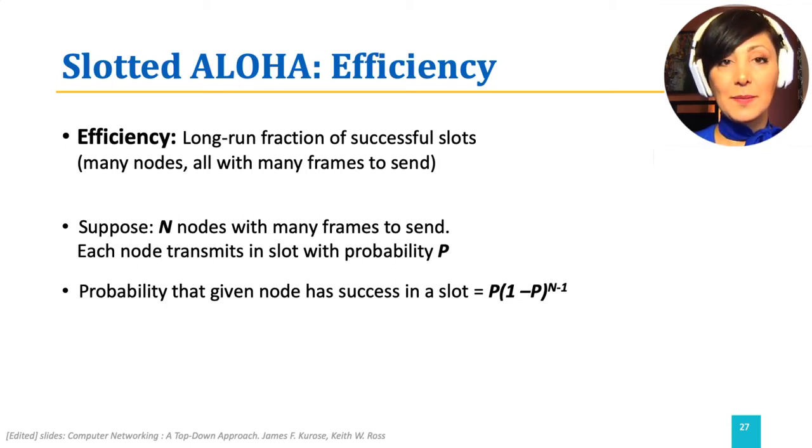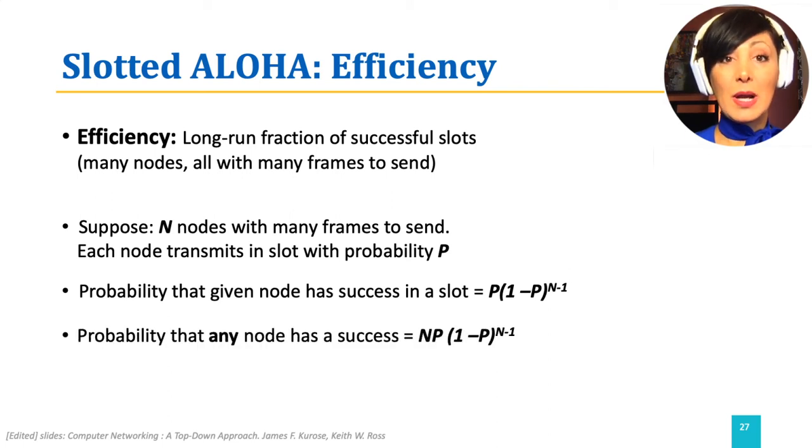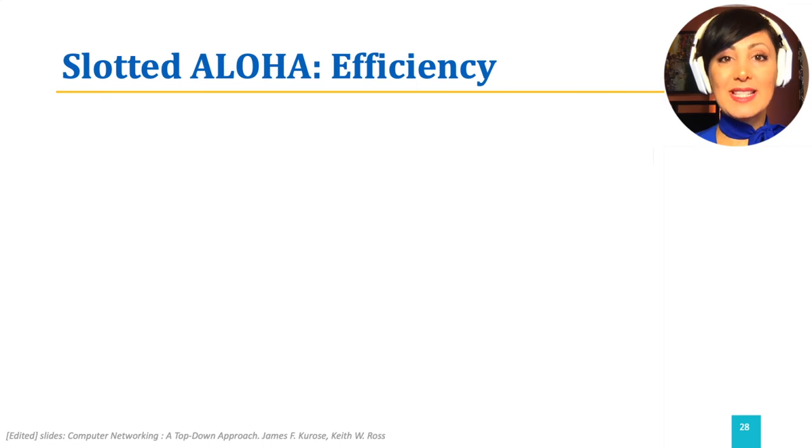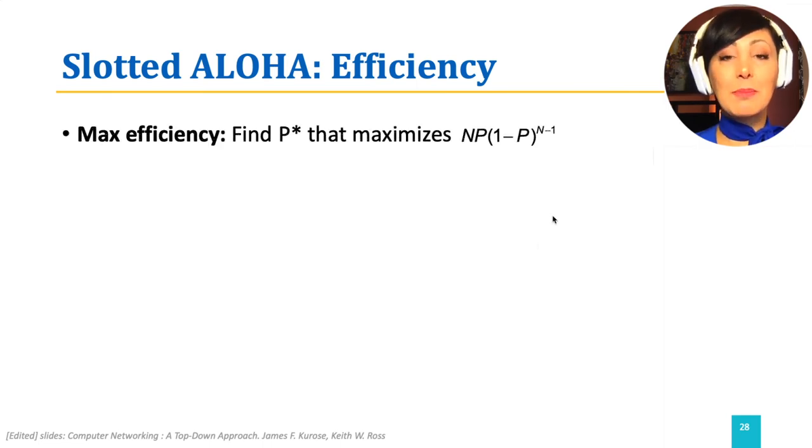The probability that any one of n nodes has a success is np times (1 minus p) to the power of n-1. Therefore, when there are n nodes that are active and have frames to send, the efficiency of slotted ALOHA is np times (1 minus p) to the power of n-1. To find maximum efficiency, we need to find the value of p that maximizes the probability that any one of n nodes has a success.